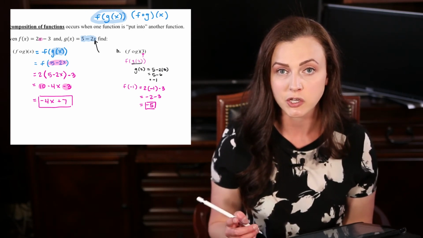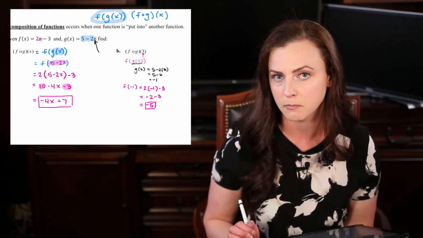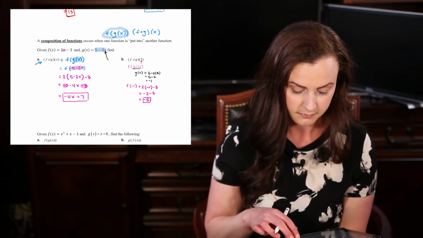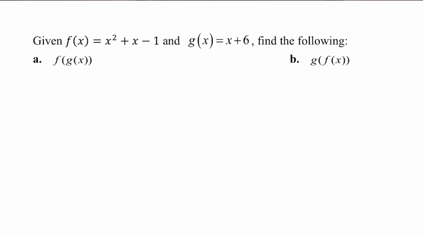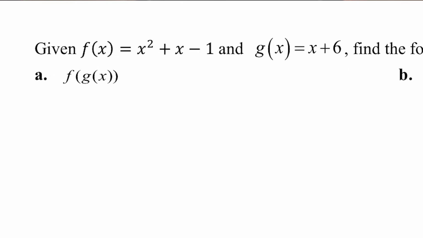Now I'm going to just show you 2 more examples with a slightly more complicated function. So down here, f of x equals x squared plus x minus 1. So now we're dealing with a quadratic. And then g of x is linear, that's x plus 6. So we have f of g of x that we're doing first.